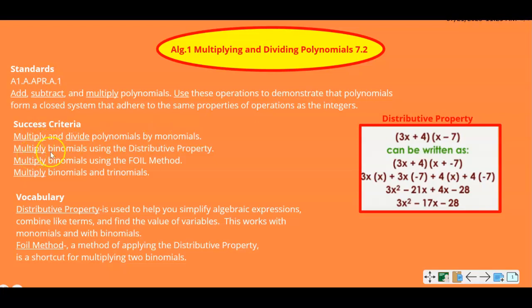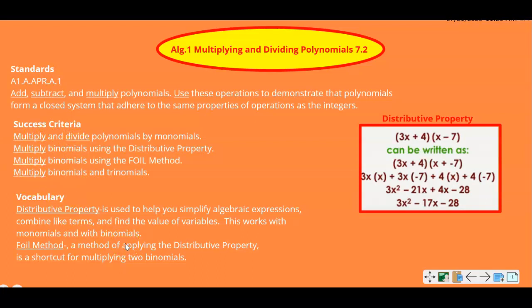You need to be able to multiply binomials using the distributive property. You need to be able to multiply binomials using the FOIL method, and multiply binomials and trinomials. So pretty much everything we're doing today is multiplying and dividing.